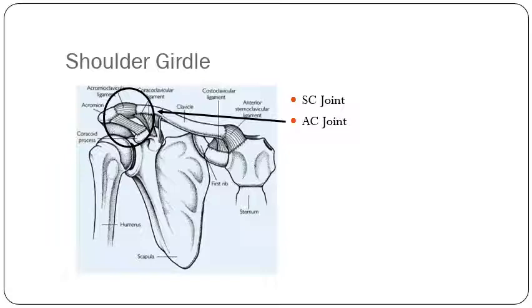When you hear the term separated shoulder, I'll throw these little tidbits in every once in a while, this is actually the joint they're referring to. Okay, so they're not referring to the glenohumeral joint when they say a separated shoulder. They're actually referring to the AC joint.